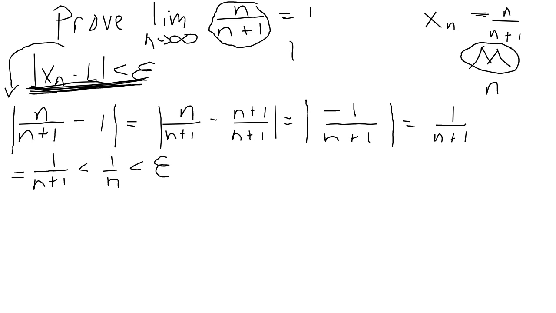Since we want n over n plus 1 minus 1 to be less than epsilon, and we already showed that this is equal to 1 over n plus 1, and 1 over n plus 1 is less than 1 over n, then once you show that 1 over n is less than epsilon, 1 over n plus 1 must be less than epsilon as well. So anyway, so far we have 1 over n plus 1 is less than epsilon. That's all we wanted to get to.